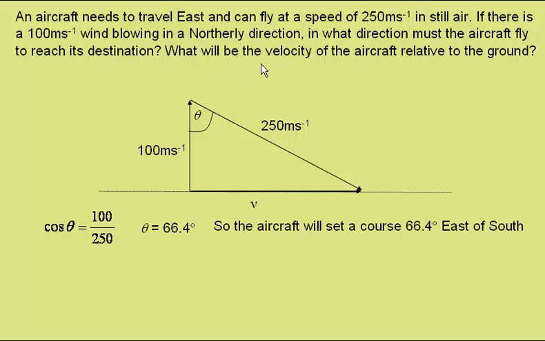Now to find the velocity of the aircraft relative to the ground. Well, you'll see in the diagram the resultant velocity, the one we want to find now, is going from the first tail to the last tip. We have the velocity of the air plus the velocity of the aircraft, giving our resultant velocity here. We can find this by Pythagoras. V squared is equal to 250 squared minus 100 squared, giving a velocity relative to the ground of 229 meters per second due east.